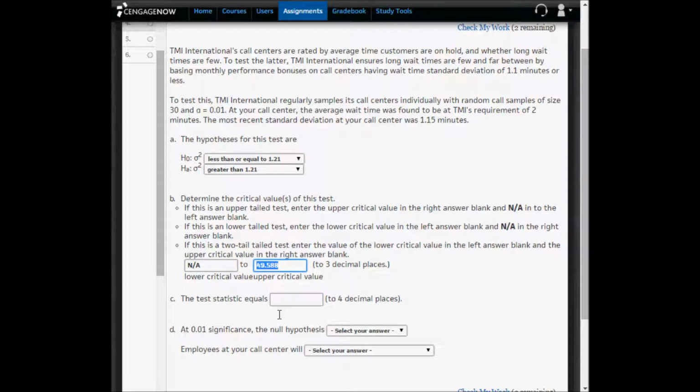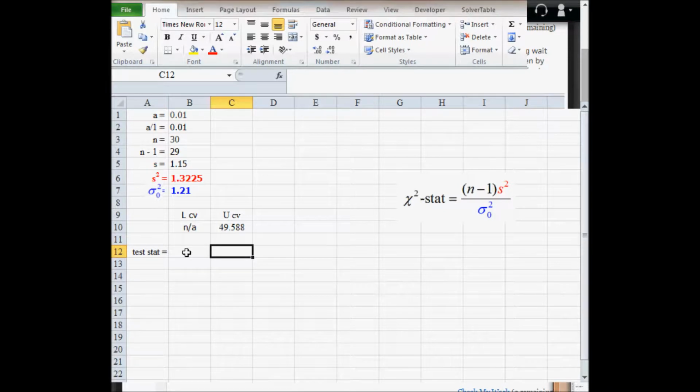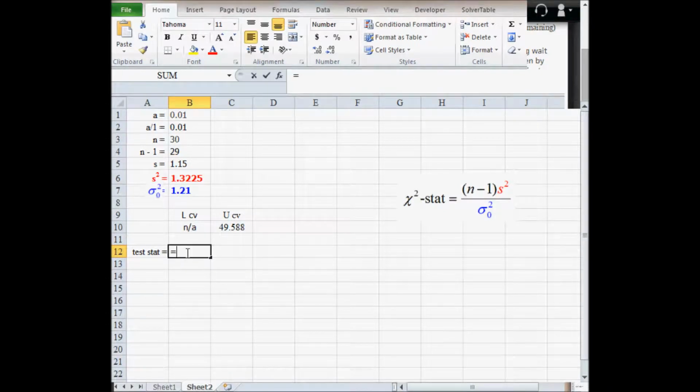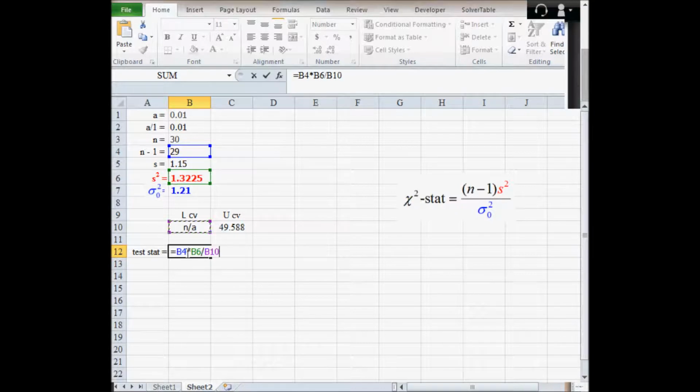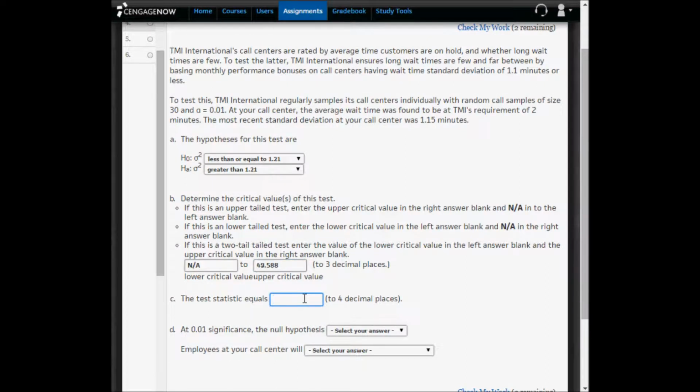The next thing on the docket is to calculate the test statistic. To calculate the test statistic, we take the degrees of freedom, multiply that by the sample variance, and divide that by the hypothesized variance. So our test statistic is 31.6963. I'm going to copy that into CengageNOW.